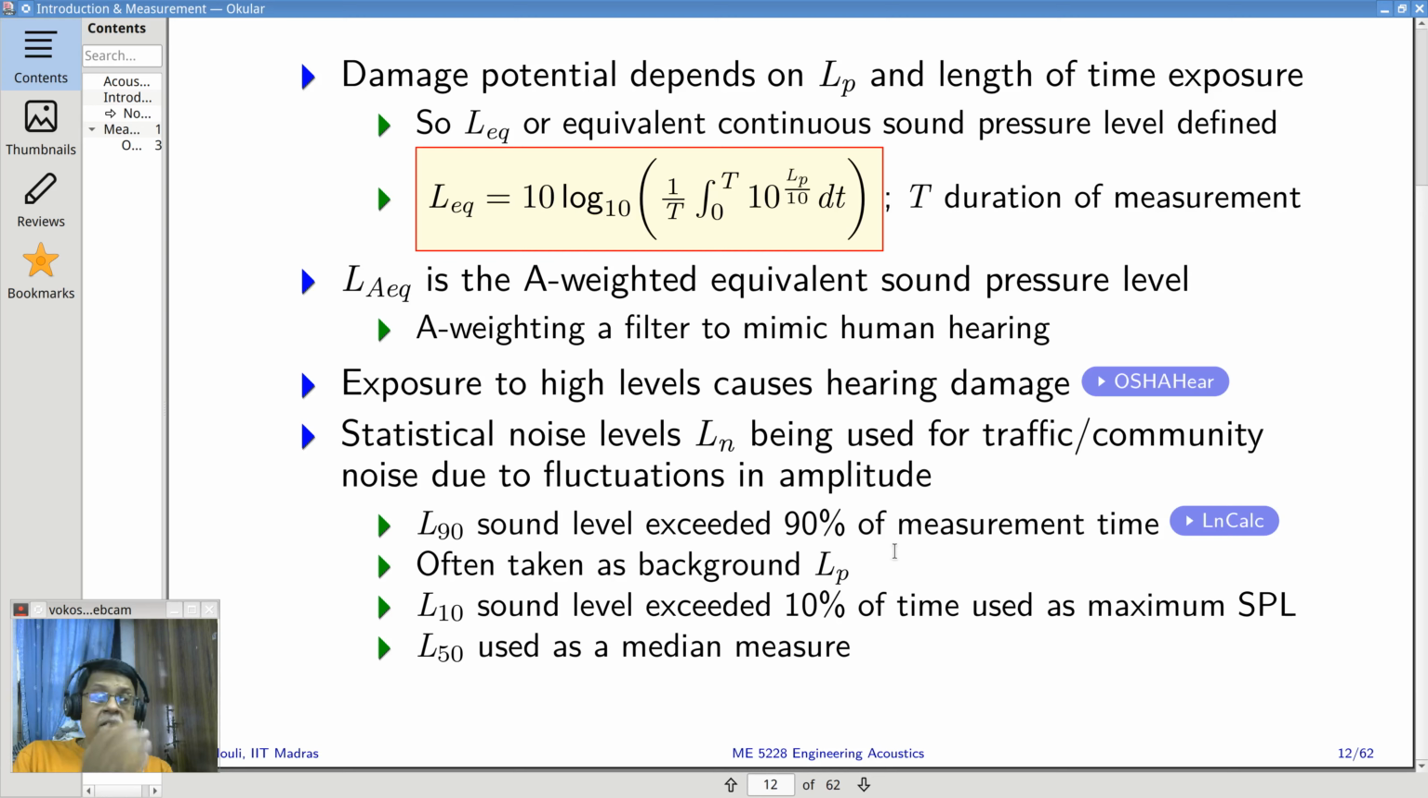So this L90 is usually taken as the background noise level. So when we say that in my neighborhood the background noise level is 60 dB, it means that 90% of the time the sound level is above 60 dB, and 10% of the time it is below that. Now L10 is the SPL exceeded 10% of the time, which is used as the maximum SPL. So if I say 60 is L90 and 70, let us say, is my L10, that is the maximum SPL that you would normally see in the neighborhood. And L50 is a median measure, which may be 64 or 65 dB.